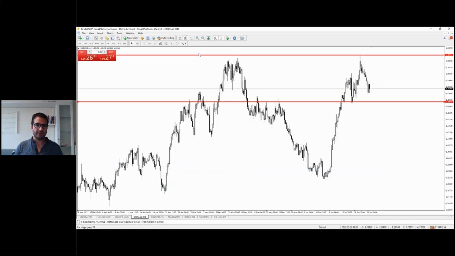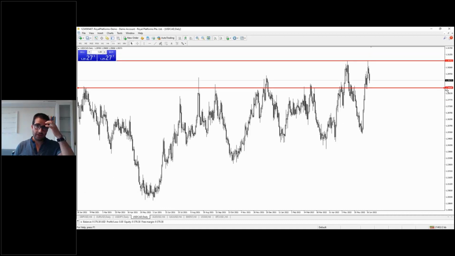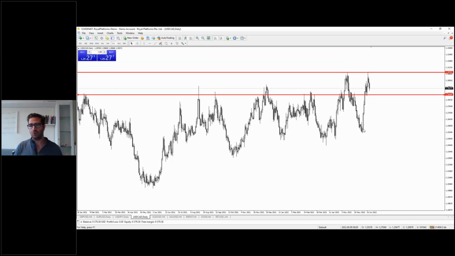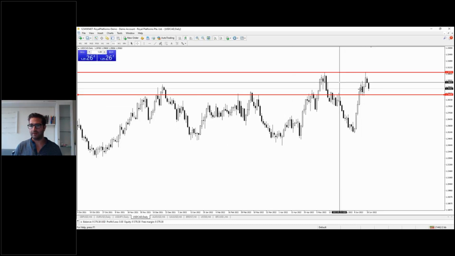USD CAD also showed a good momentum to the upside. You can see it from here, a huge move to the upside. We have 1, 2, 3 bullish bars, big ones. The bodies are big, which is good for the uptrend.